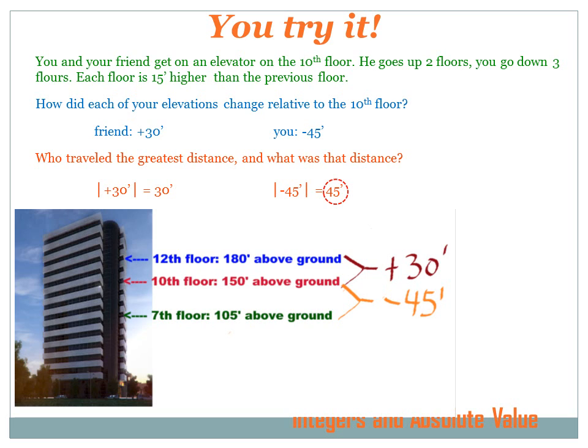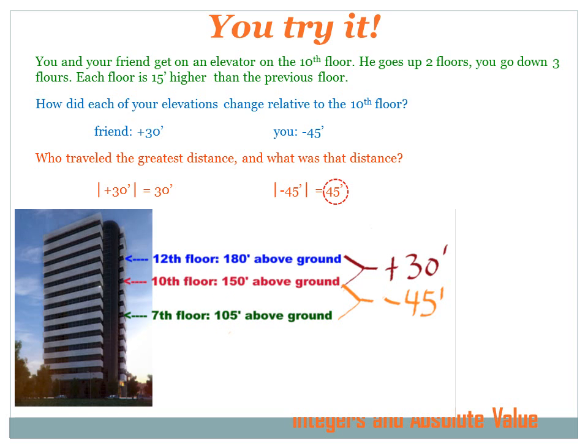You, on the other hand, are going to go down. You're going to go down 3 floors. And again, each of those floors is 15 feet. So you're going down 3 times 15 feet each, which is 45 feet. 150 feet minus 45 feet is 105 feet.